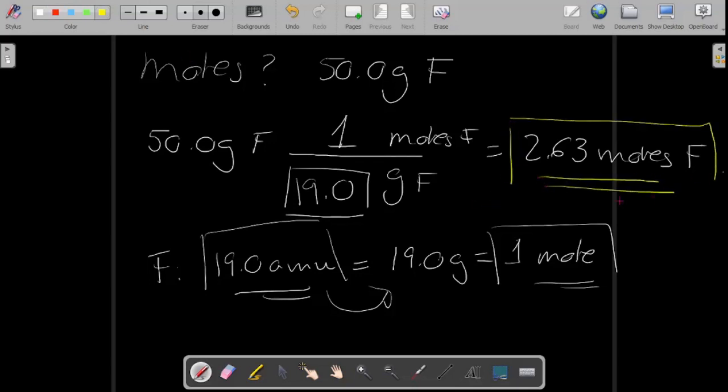Okay. 1 mole was 19, so in 50 grams you have 2.63 moles. And you're going to have to be able to do stuff like this. Let's look at the second example. Let me clean these for a minute.